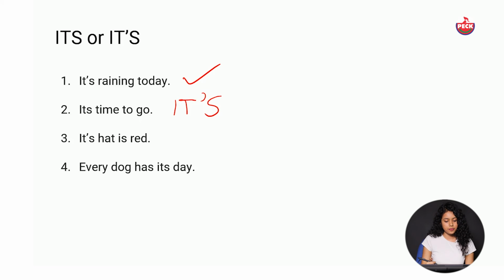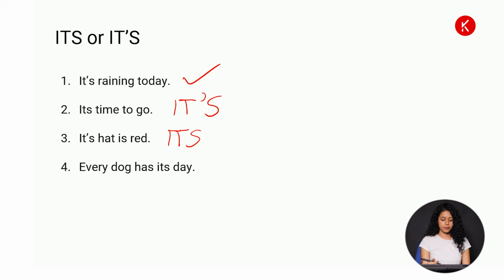The next one, its hat is red. Now we just saw that it apostrophe s is short for it is. So that would be wrong in this sentence. Here you're trying to say that the hat that belongs to someone else is red. So its hat is red.